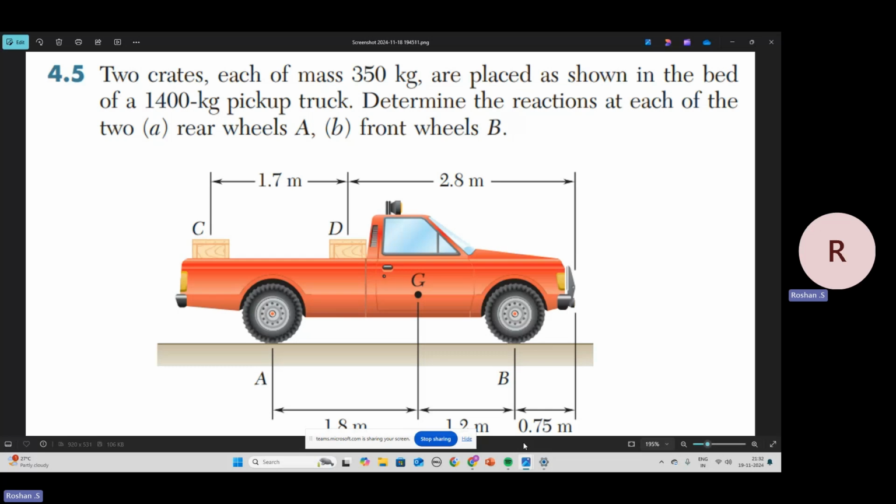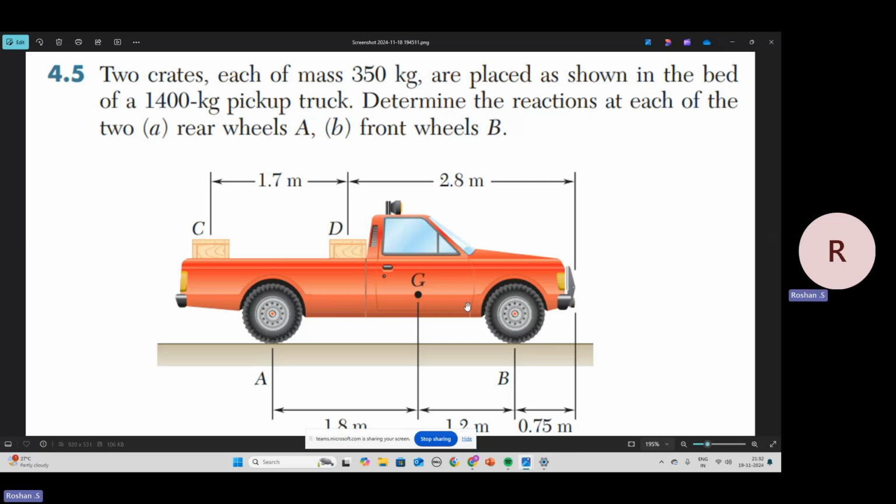24BME1028, and my topic is equilibrium of rigid bodies in two dimensions. Here the question states that two crates, each of mass 350 kg, are placed as shown in the bed of a 1400 kg pickup truck. Determine the reactions at each of the two rear wheels A, front wheels B.